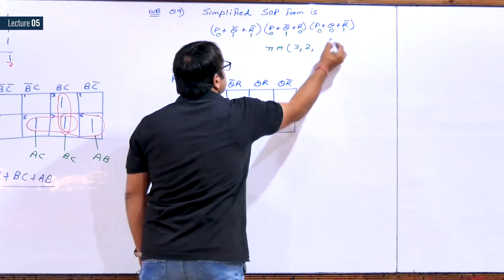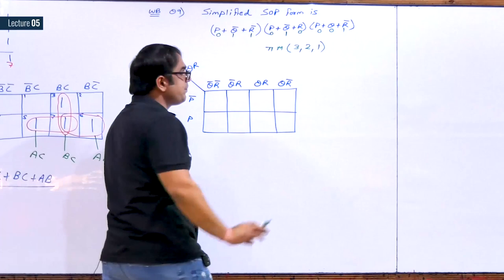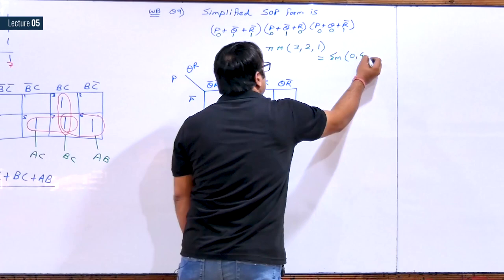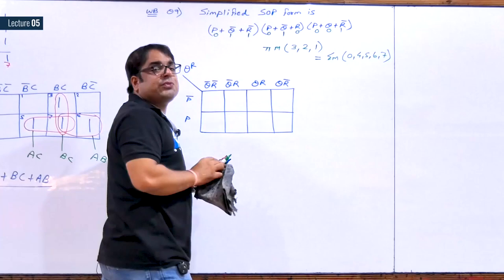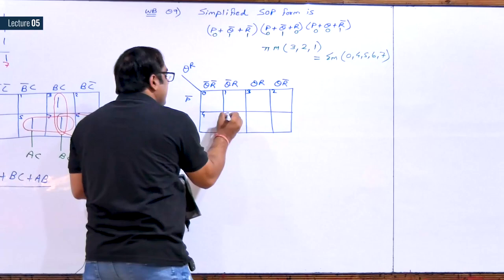From the given expression of the question we can calculate the max terms, and from the max terms we can get the list of min terms: 0, 4, 5, 6, 7. First let me write down all the cell numbers of the K map: 0, 1, 2, 3, 4, 5, 6, 7.